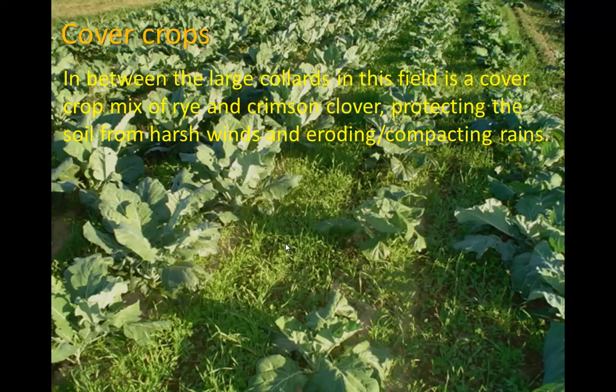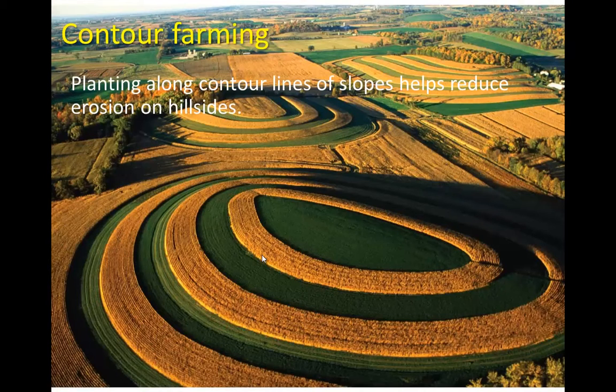Cover crops can be grown alongside crops or during the off season. Here you see large collards, and there is a cover crop mix of rye and crimson clover, and that's what you see in between the rows. Rye is a type of grass, and these plants are protecting the soil from harsh winds and eroding, compacting rains.